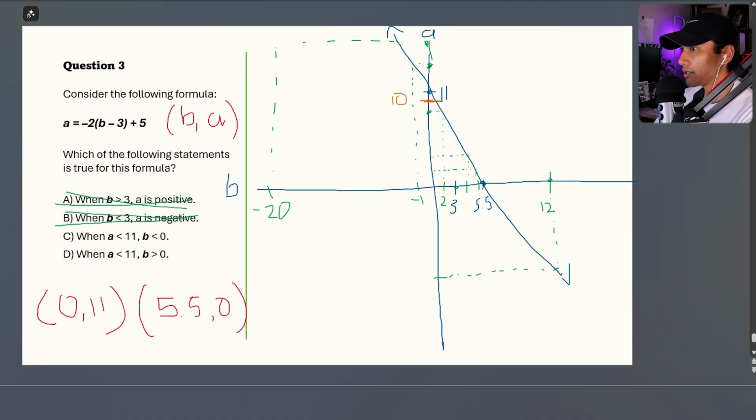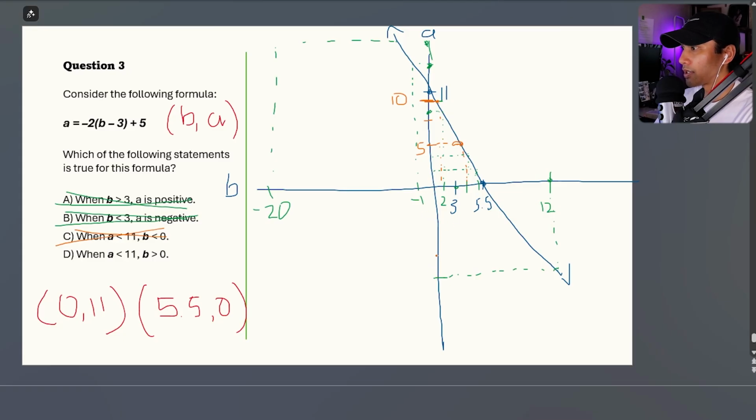Let's say when A is less than 11, so let's say 10. If we chose 10, then we go down here, it's above 0. It's not less than 0, it's above 0. If we keep going down, let's say like 5, then we go to the line, then go down to the B axis, it becomes greater than 0. It doesn't become less than 0. So this is incorrect. I'll do one more for C.